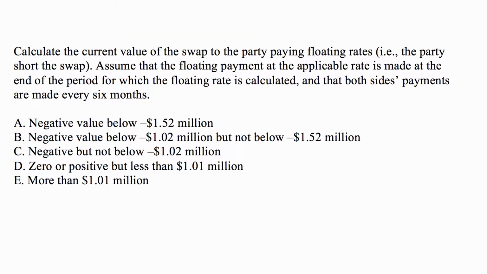Calculate the current value of the swap to the party paying floating rates, so the party short the swap. Assume that the floating payment and the applicable rate is made at the end of the period for which the floating rate is calculated, and that both sides' payments are made every 6 months. So the settlement is in arrears. You look back for the interest rate that you use, the floating rate that you use, as a LIBOR rate that you use for the calculation of the floating side payment.